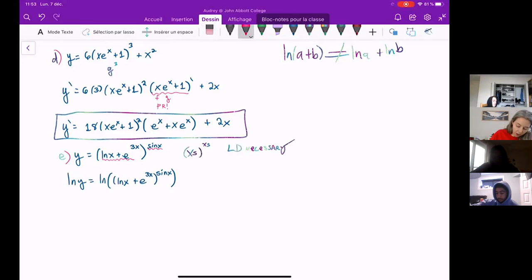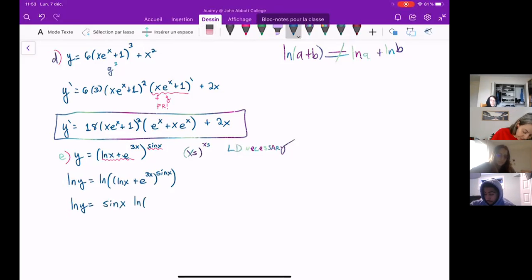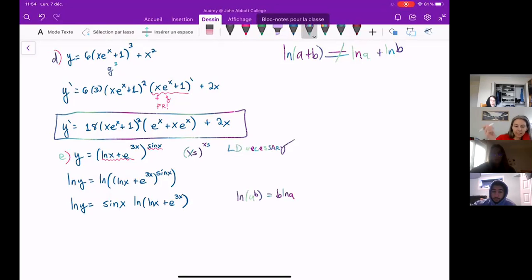So because there's not a constant, I can immediately bring this sin x down. And when I bring that sin x down, I am not doing a derivative rule. I am doing a log rule. My log rule being that ln of a to the power of b is equal to b ln a. All right, so I just brought that b, that sin x, down to the front.